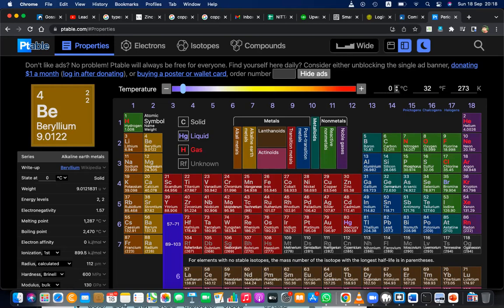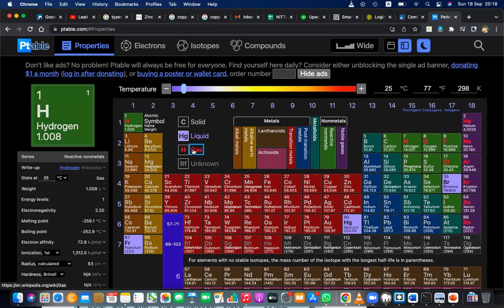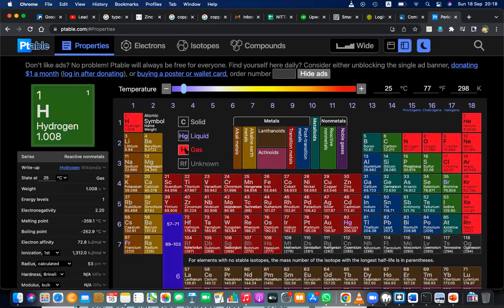Room temperature is considered as 25 degrees Celsius, right? Let's increase that to 25 degrees Celsius. That is 77 Fahrenheit and 298 Kelvin, closer to 300 Kelvin. So that is basically the room temperature. And at room temperature, if I refer to this, you can see all of these are gases.